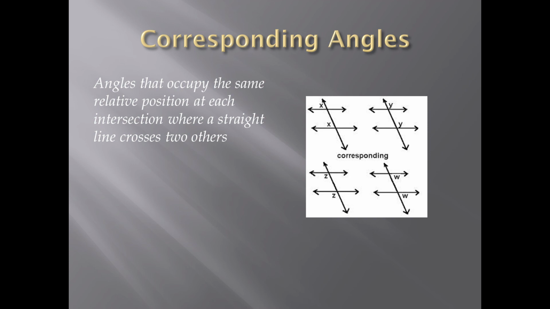Finally, we have corresponding angles. Often we see a definition that says these angles occupy corresponding locations, but what does that really mean? By looking at the images given, we can see they are both on the same side of the transversal and both either above or below the two parallel lines. Hence, we use the term same relative position. So corresponding angles are those that occupy the same relative position at each intersection where a straight line crosses two others.